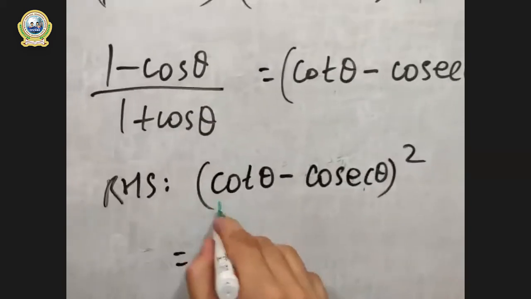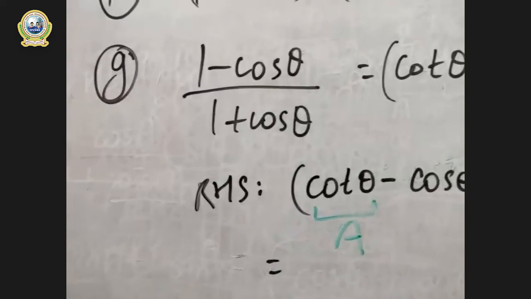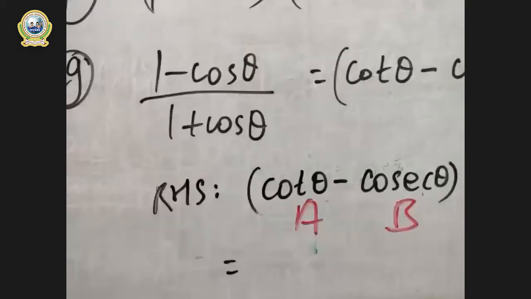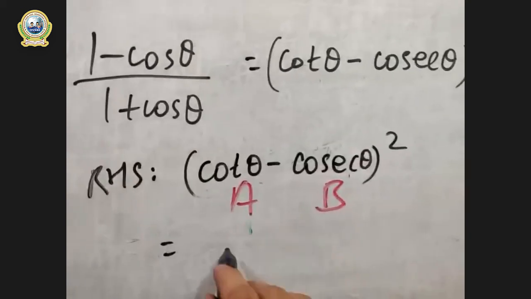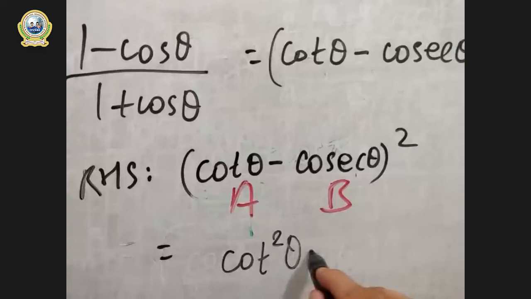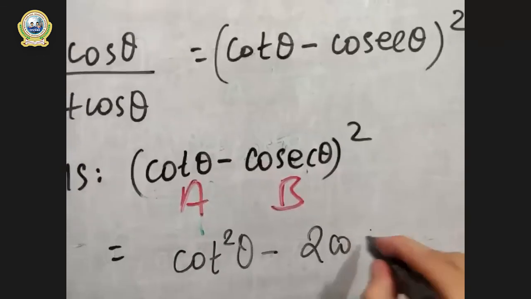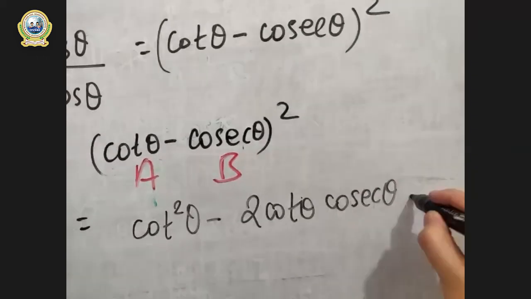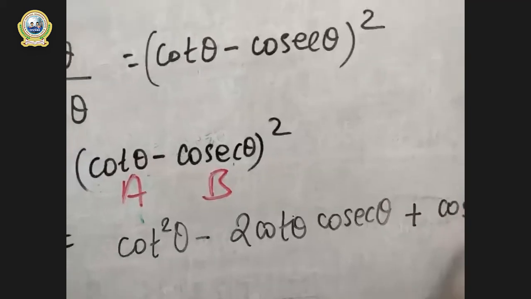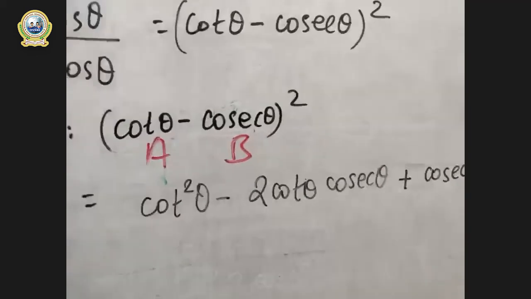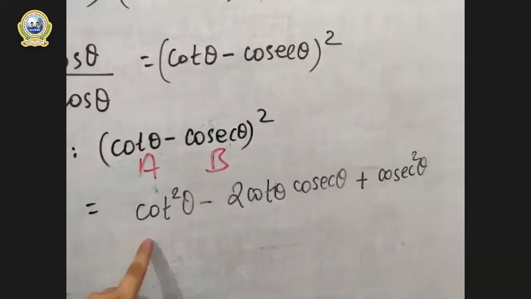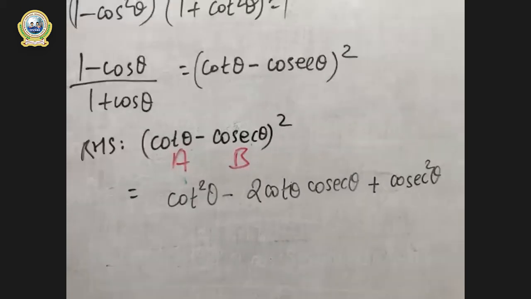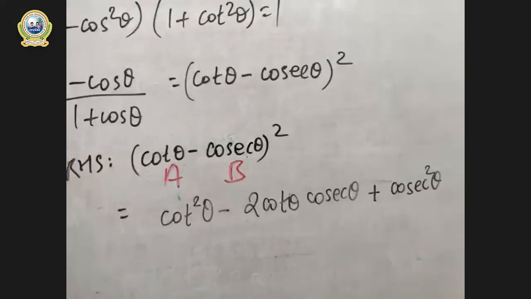First of all, open the formula. Suppose this is A and this is B. Now this will be A square minus 2AB plus B square. Is it clear? A square minus 2ab plus b square. Now this is very clear.